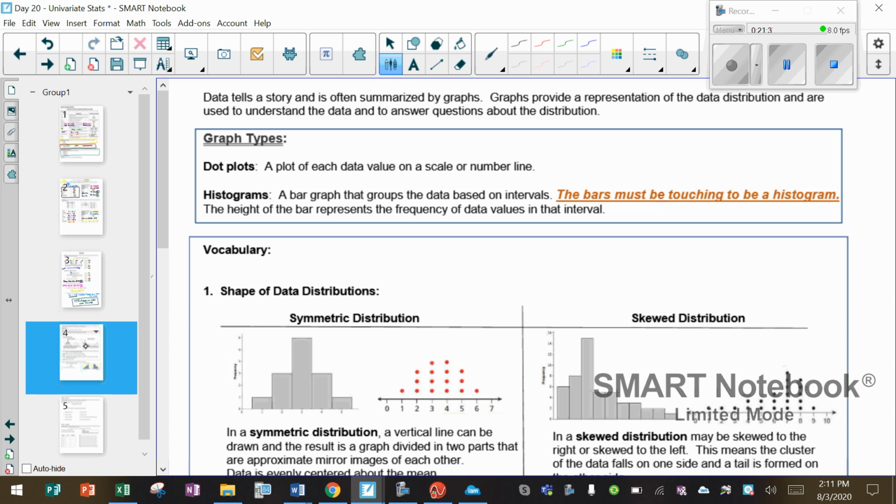Now, one thing that's different between a histogram and just a generic bar graph, a histogram has to have the bars touching. And a regular generic bar graph does not have to have the bars touching. So that's what makes a bar graph into a histogram, is if the bars touch. So if you're asked to find or locate or draw a histogram, make sure the bars touch. The height of the bars, when you make a histogram, represents the frequency of the data values that are in that interval.